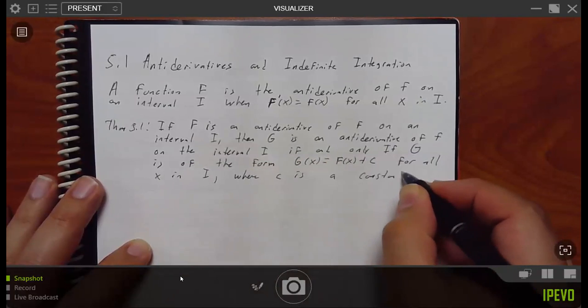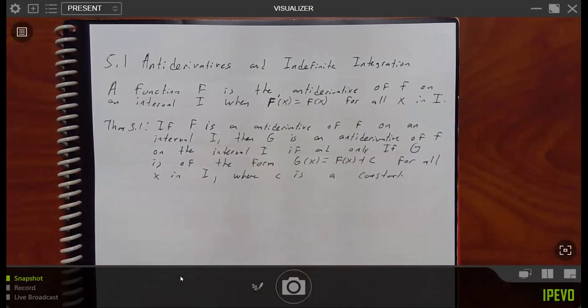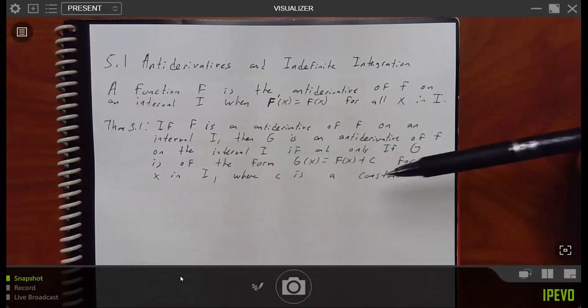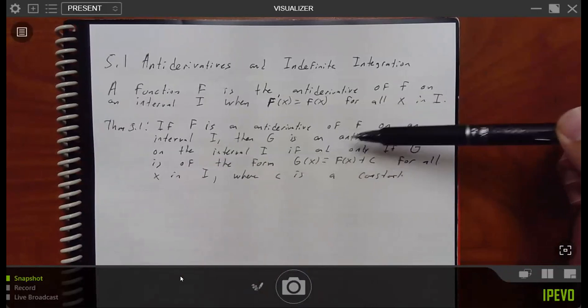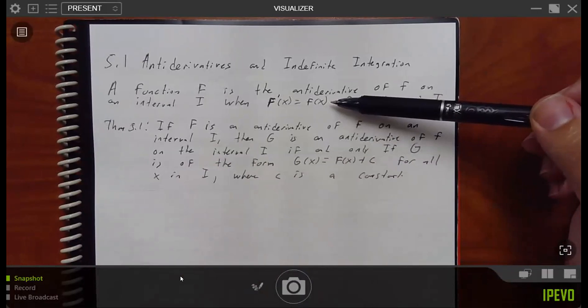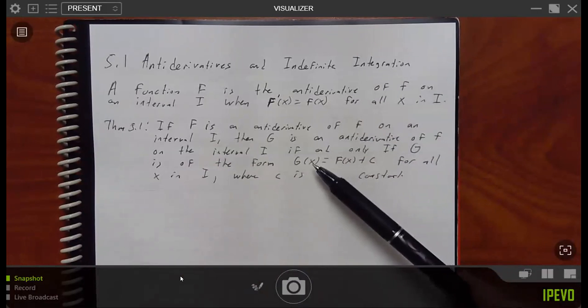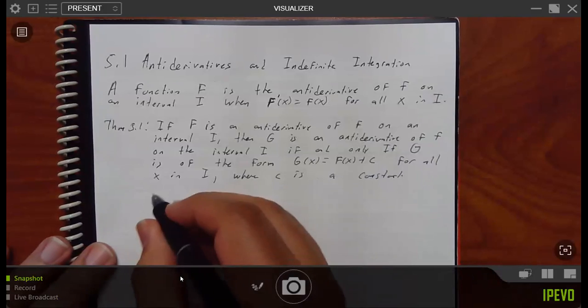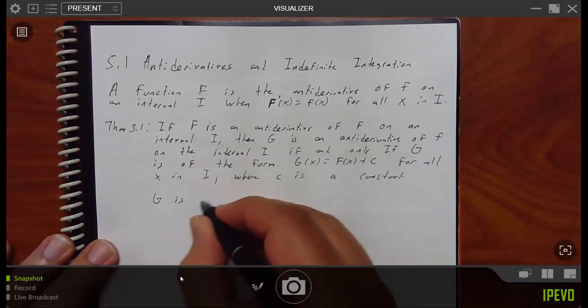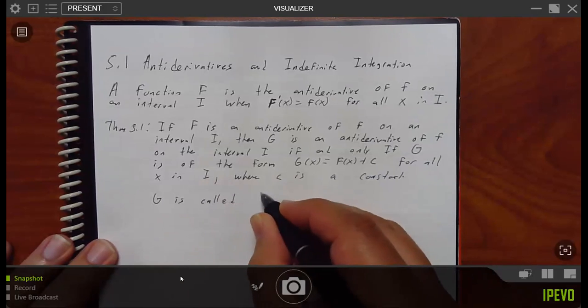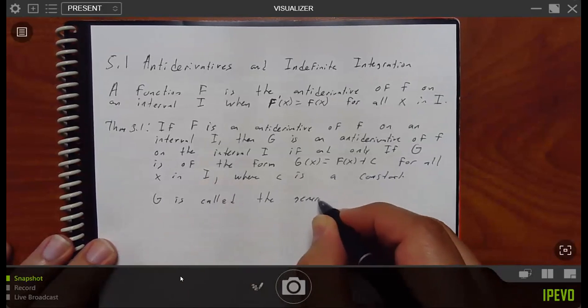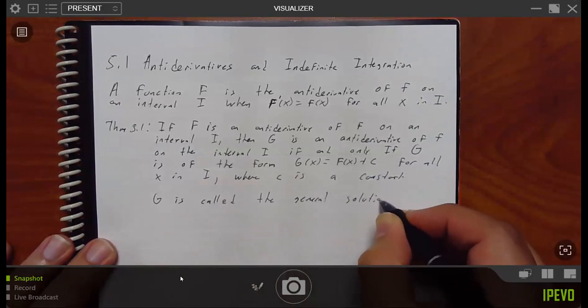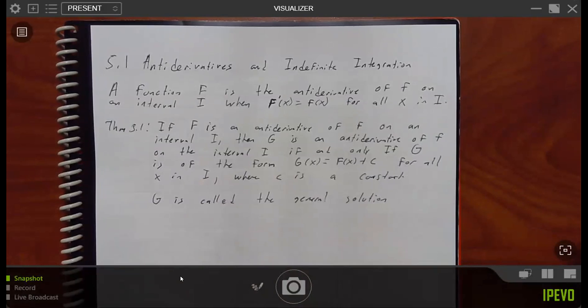Okay. So basically, G is the original function. The derivative would be lowercase f. So if you took the derivative of G, notice how that C would disappear, right? So G is also called the general solution. C can be anything, meaning there's an infinite number of solutions.